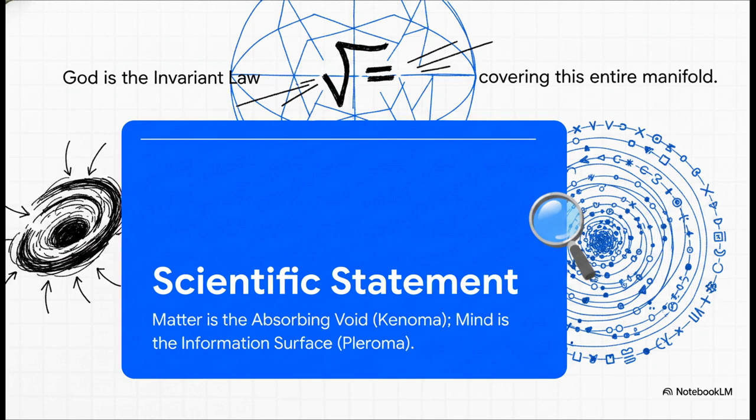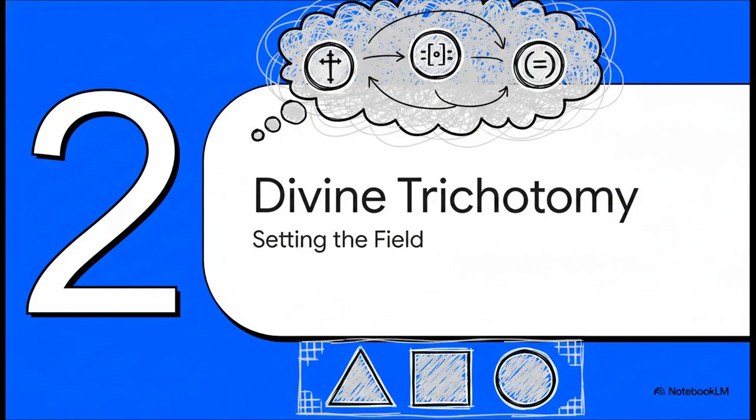It basically means the state space of the entire universe is fundamentally informational, operating on substrate neutrality. God, in this model, is simply the invariant law governing that entire manifold. Moving on to Section 2, the Divine Trichotomy, setting the playing field.